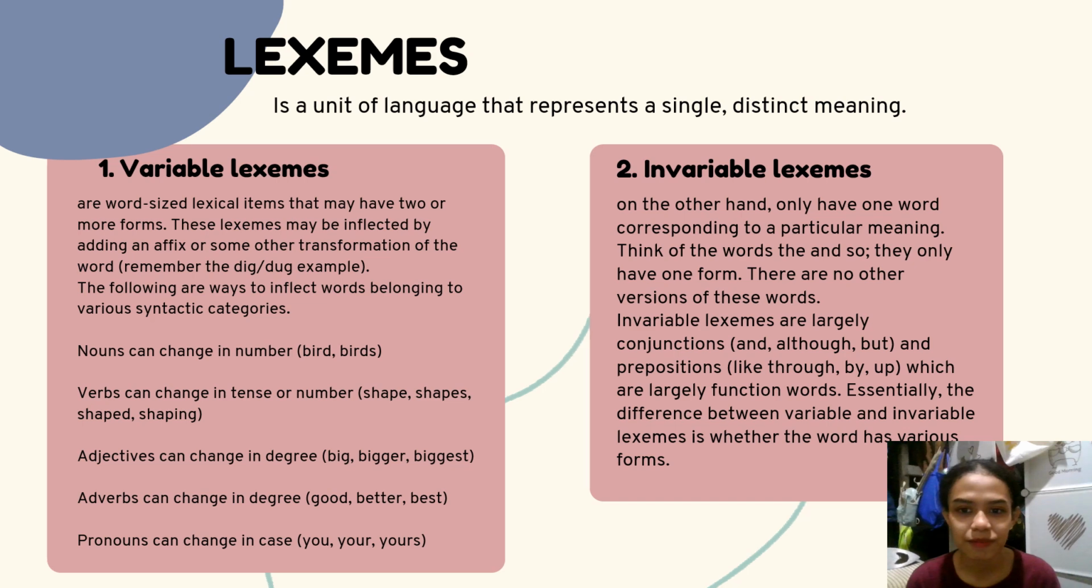Invariable lexemes, on the other hand, only have one word corresponding to a particular meaning. Think of the words the and so. They only have one form. There are no other versions of these words. Invariable lexemes are largely conjunctions like and, although, but, and prepositions like through, by, up, which are largely function words. Essentially, the difference between variable and invariable lexemes is whether the word has various forms.